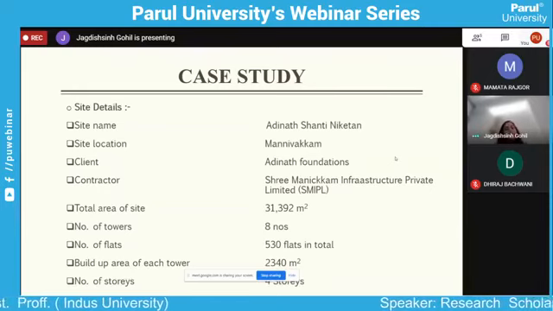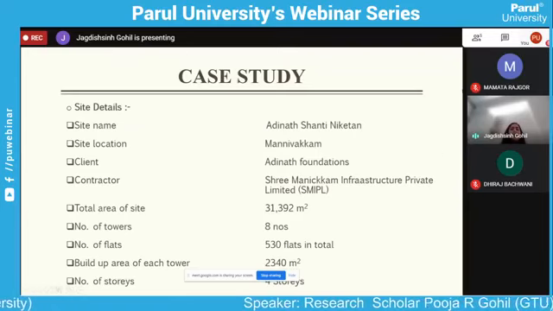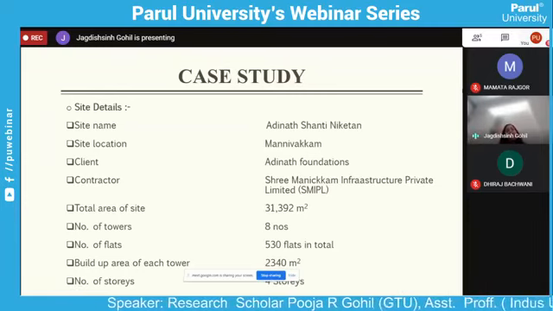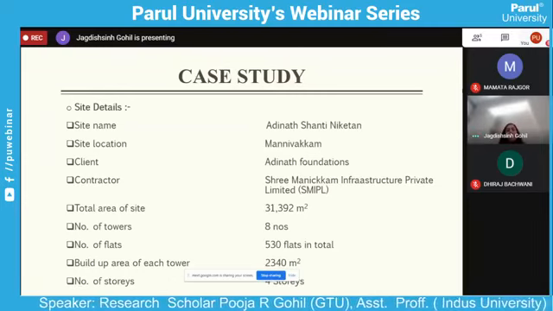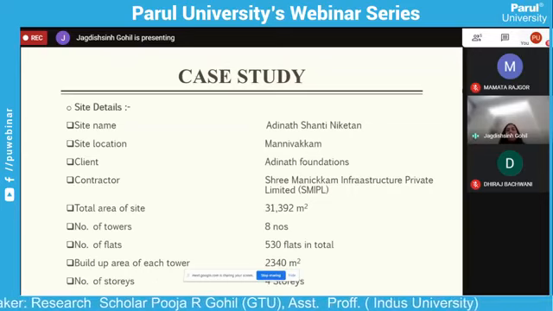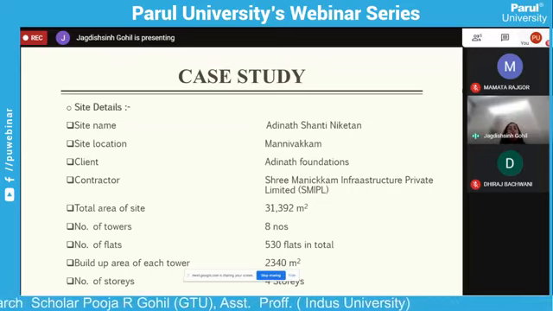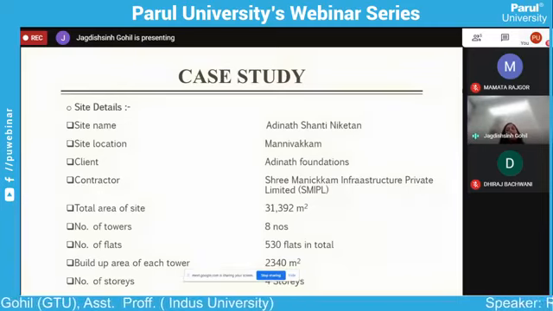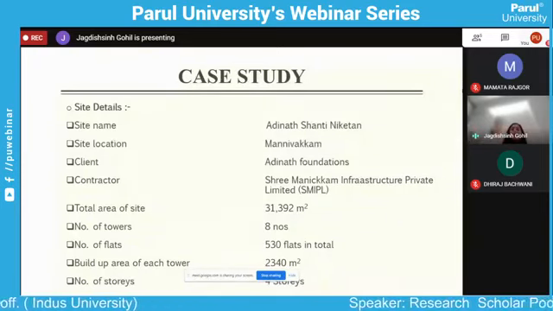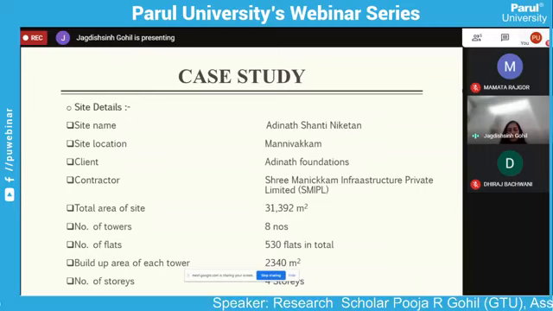Fine. It's an Adina Shantiniketan place. Okay, the area of the site is 31,392 square meters. They have 8 residential towers. Okay, the contractor was SMIPL and the client was Adina itself. So they were going to build 530 flats in total, and the built up area for each and every tower was 2340 square meters. Number of stories in each and every tower is 4. So this is a basic brief outline about the site. So you can understand that it's 4-story residential towers, 8 number of towers.